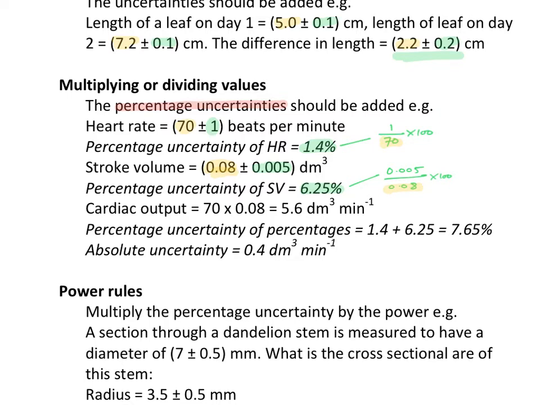Then, as you know, cardiac output is 70, the heart rate, times the stroke volume, the volume of a ventricle, and they both have the same volume. And that comes in at 5.6 decimeters cubed per minute. I've combined my units to get the answer. Even that can get a couple of marks on an A-level paper. And then remember, the rule is that the percentage uncertainties should be added.